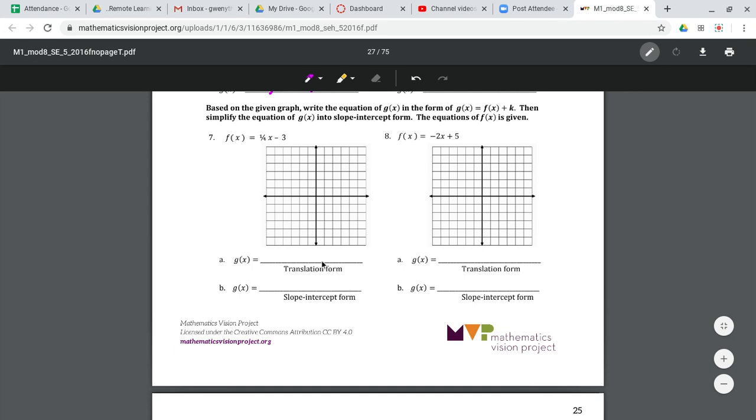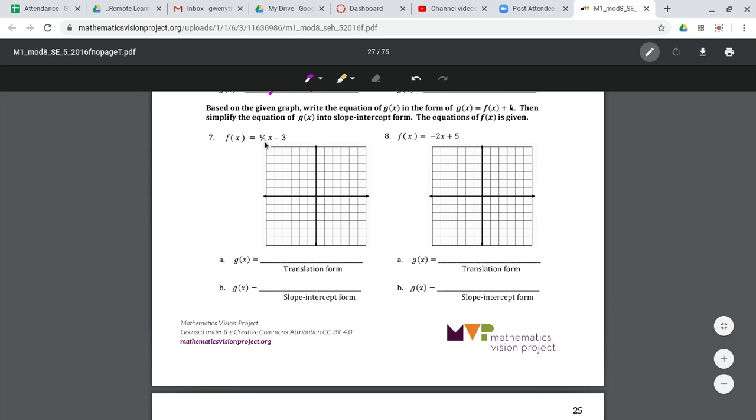Guess what? You get to pick the translation form, so you get to decide how it moves and how it changes. So there will be some room for different answers on these, but your f of x will stay the same, so you can't change your slope at all. I repeat, you can't change the slope.